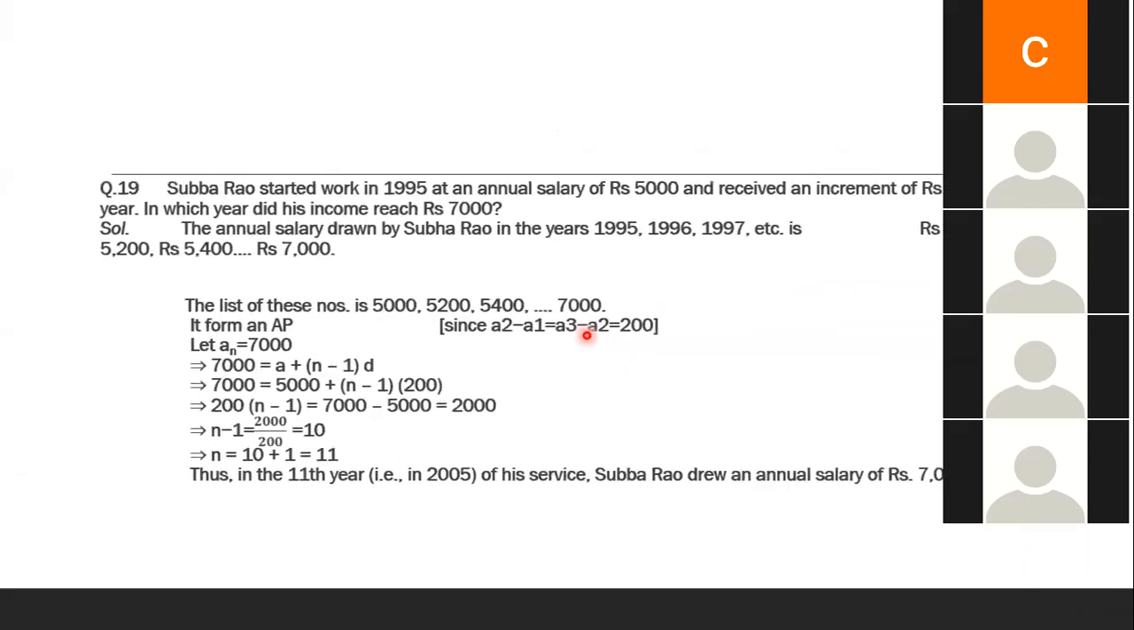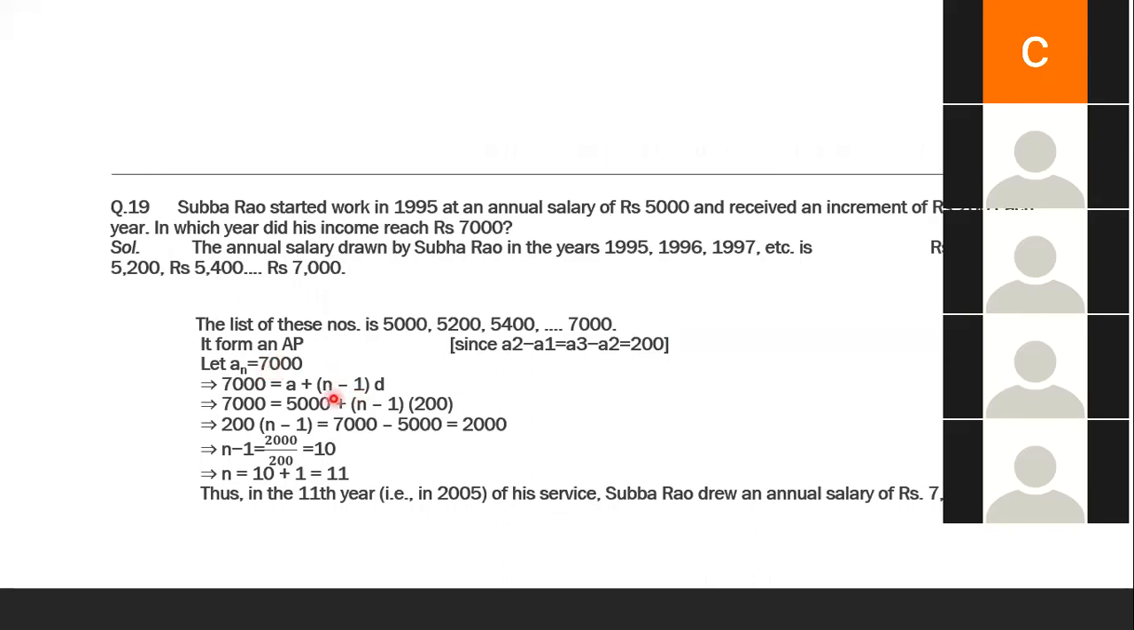Very good. 11th year means what is the year? 2005. Here AN we got to know, A value we know, D value we know. Apply the value, we'll get N value is equal to 11. 11th year says it is 2005 of his service. So Subbarao drew an annual salary of 7,000. They're asking in which year? 11th year means it is 2005.